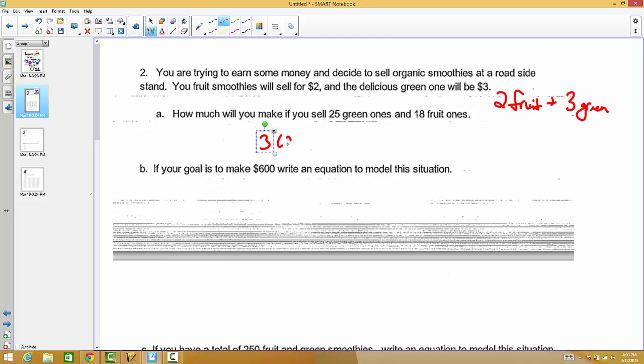So that means you're doing $3 times 25 plus 18 fruit ones. So 2 times 18. So that would be 75 plus 36, 8 times 2 is 16. So 75 plus 36 is 111.